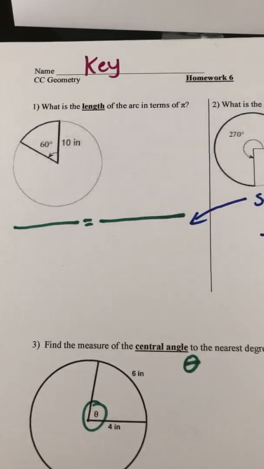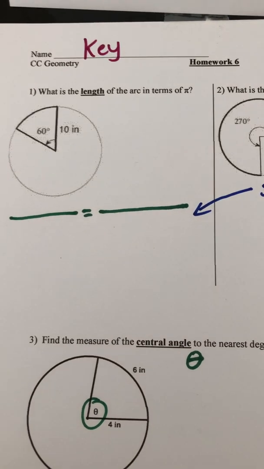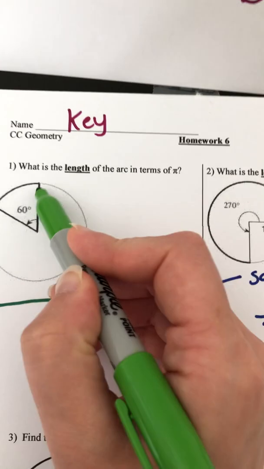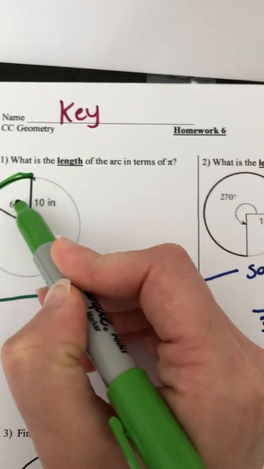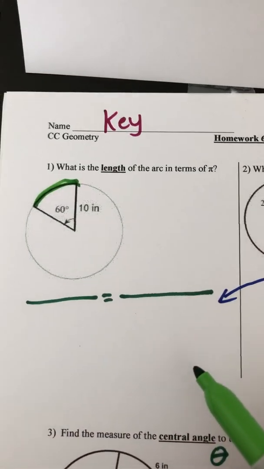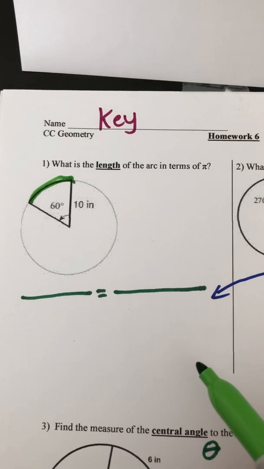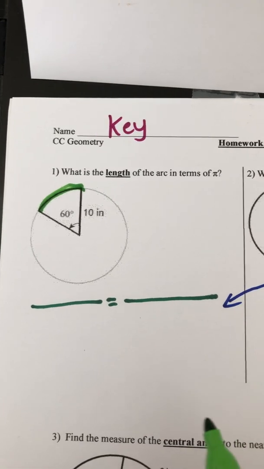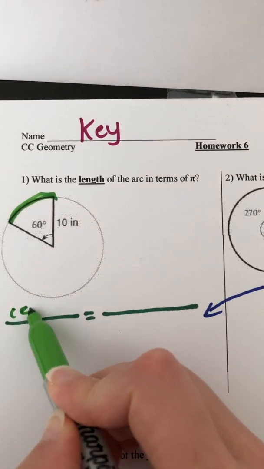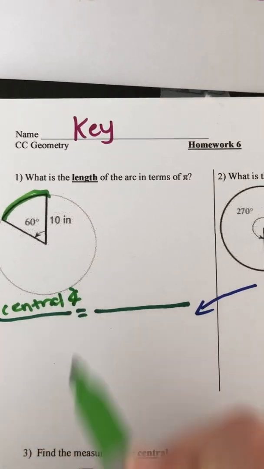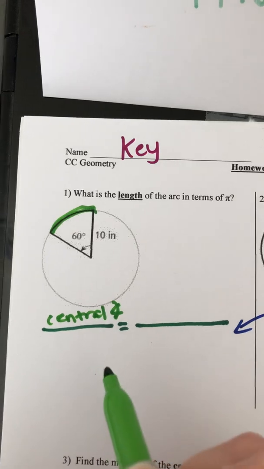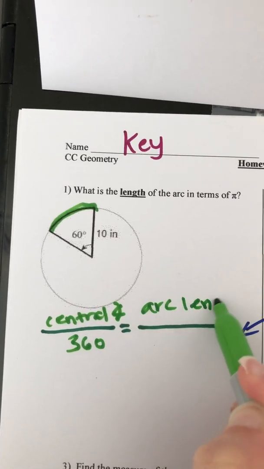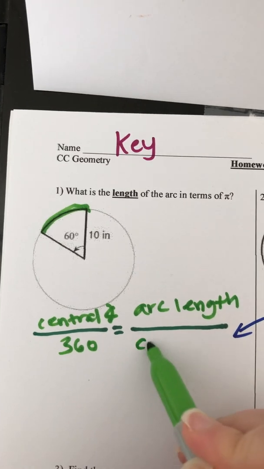The first question asks, what is the length of the arc in terms of pi? Well, we don't know the arc, that's this amount. We do know the 60 degrees and the 10 for the radius, so we think to ourselves, okay, length of arc, that's an arc length question. So we should write down the formula that the central angle over 360 is equal to the arc length over the circle's circumference.